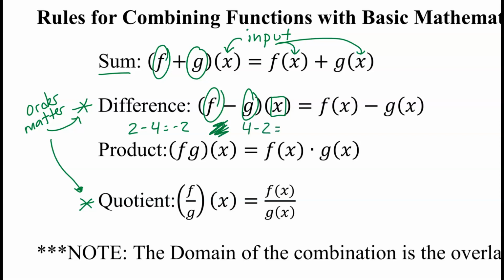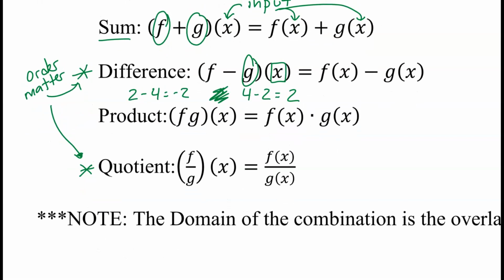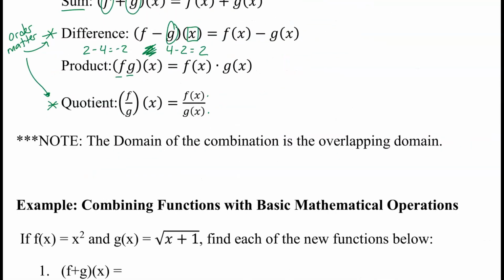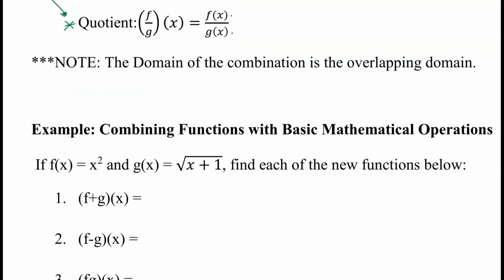4 minus 2. So these are two different outputs. Negative 2 and 2 are different. The order of the functions matters here. Okay, so then product is just f of x times g of x, and quotient is f of x divided by g of x. Now, we'll talk about this a little bit more in a second, but the domain of the combinations is where the two original domains for f and g overlap. So it's the domain that they share. And like I said, we'll go over it in a second.